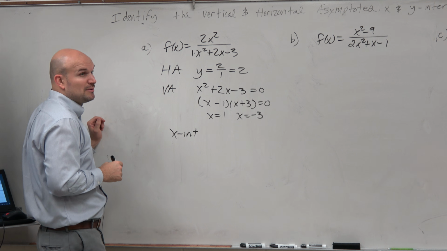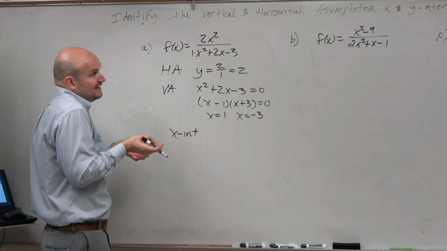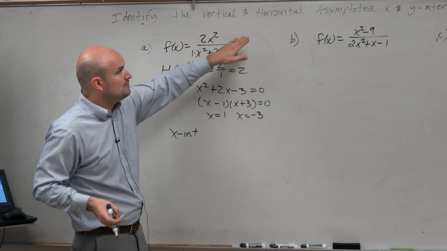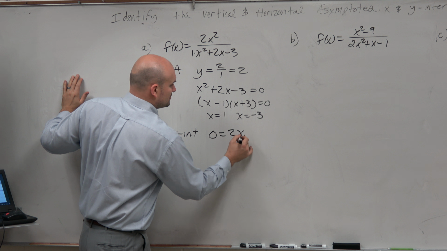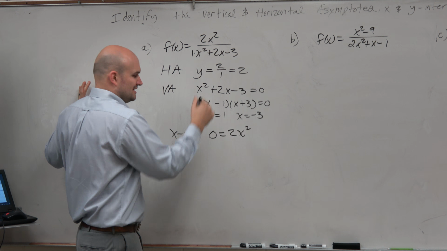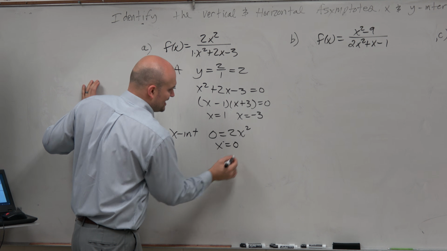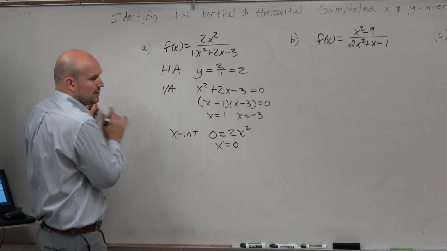The x-intercept, remember we talked about, guys, you're always going to multiply the denominator on both sides. So just set the numerator equal to 0. I could divide by 2 and take the square root, but I think at this point you guys know that x is going to equal 0.